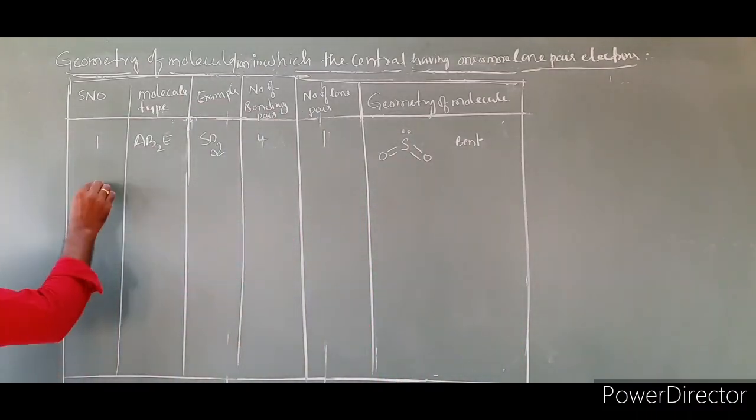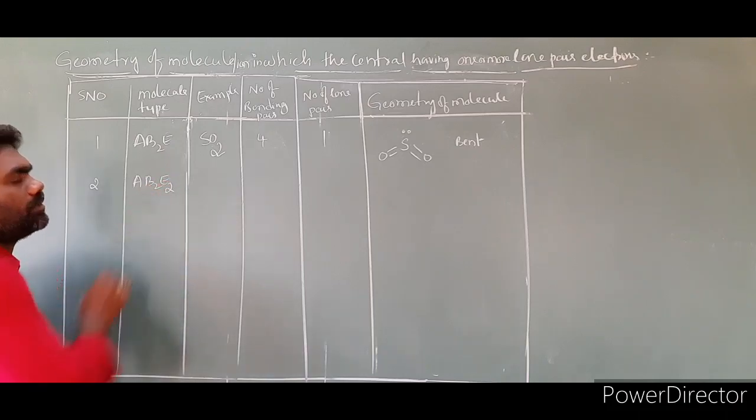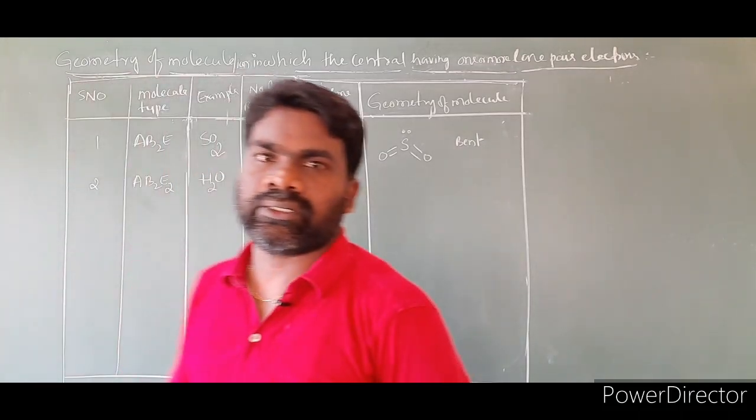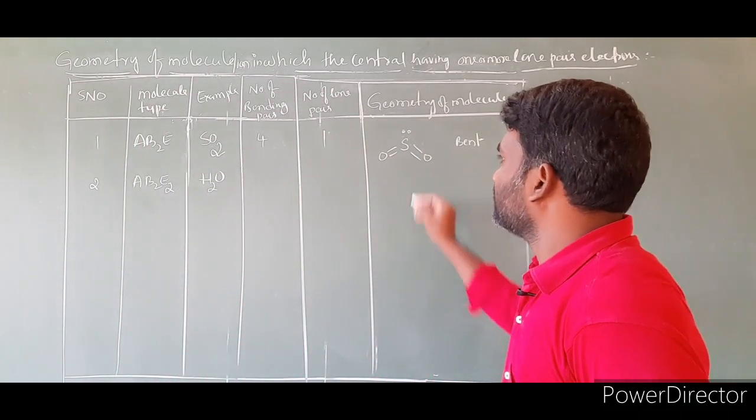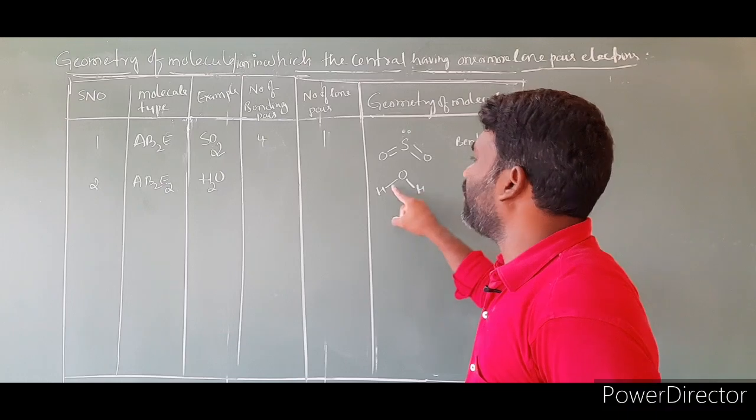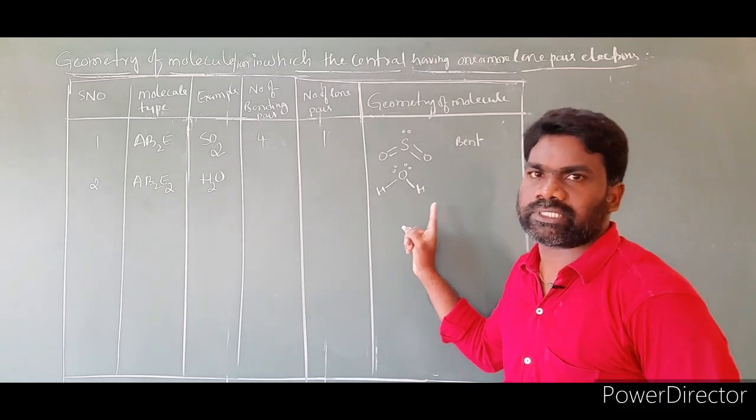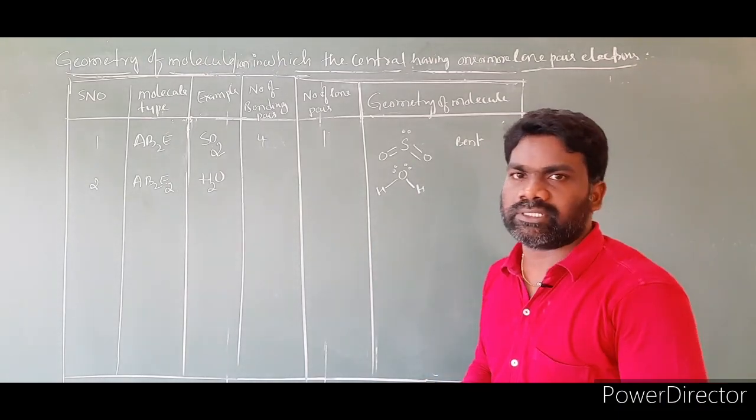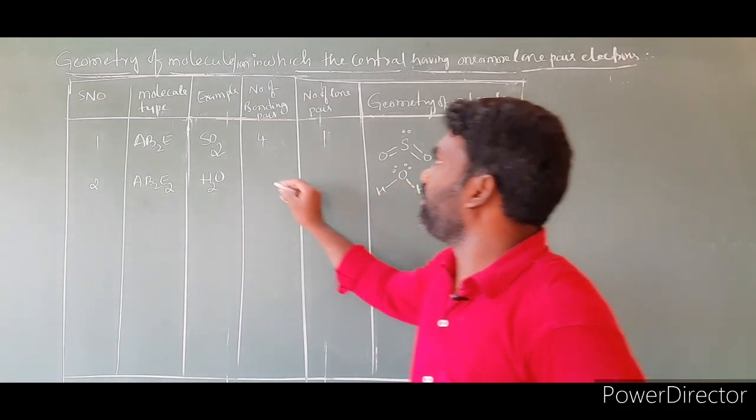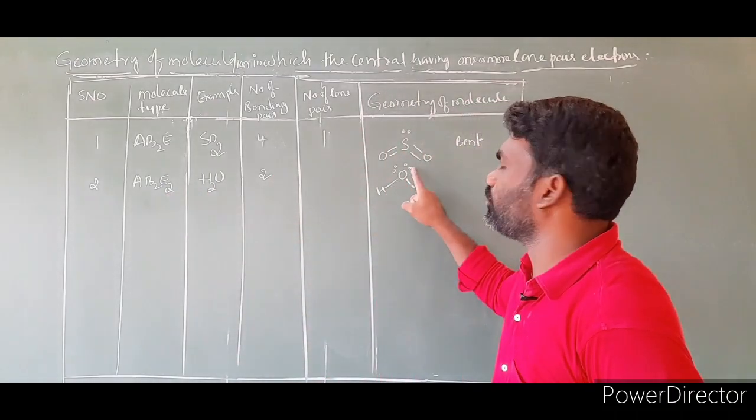I am taking another example for understanding purposes. An AB2E2 type molecule, which I am labeling as water, H2O. H2O is an AB2E2 type molecule. We already know the structure of the water molecule. Oxygen is at the center, with 2 bond pairs through the hydrogens, and it has 2 lone pairs. Again we write the Lewis structure for the water molecule and identify the number of lone pairs and bond pairs. The number of bonding pairs is equal to 2, and E2 is nothing but the number of lone pairs.